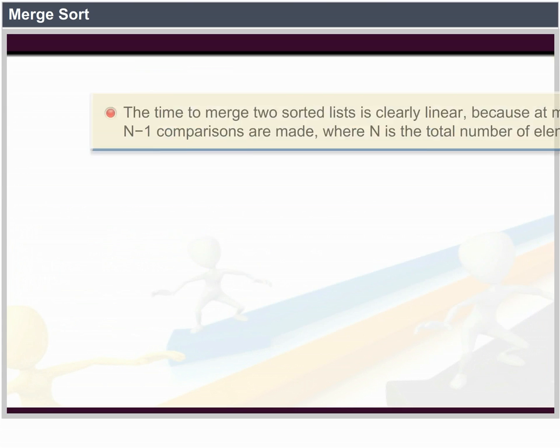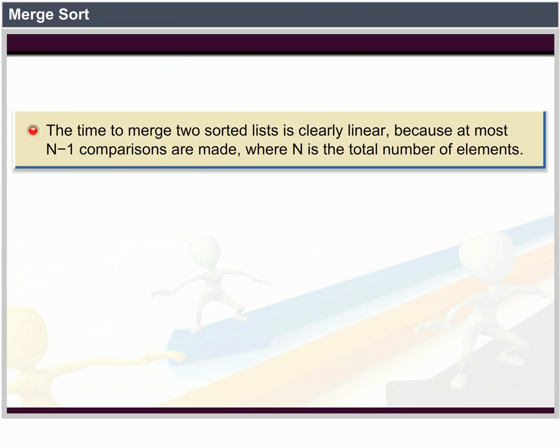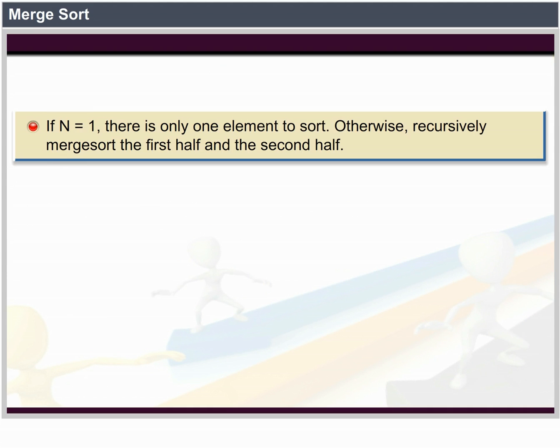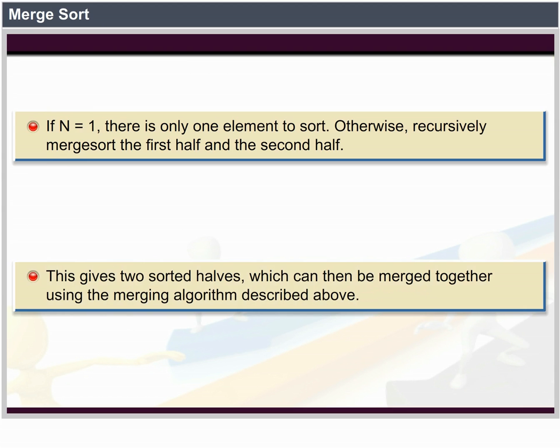The time to merge two sorted lists is clearly linear because at most n minus 1 comparisons are made, where n is the total number of elements. To see this, note that every comparison adds an element to C except the last comparison, which adds at least 2. If n equals 1, there is only one element to sort; otherwise, recursively merge sort the first half and the second half. This gives two sorted halves, which can then be merged together using the merging algorithm described above.